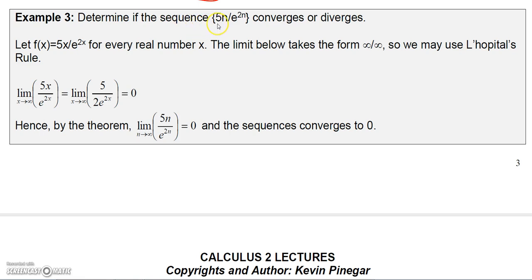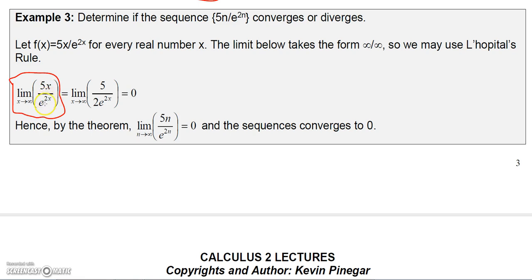Okay, so now I have the sequence 5n over e to the 2n, and I want to determine if that sequence converges or diverges. So let's consider the function 5x over e to the 2x. What I need to do is try to find the limit of this function as x approaches infinity. Well, if you tried to evaluate this directly, you would get 5 times infinity, which is infinity in the numerator, and in the denominator you get e to the infinity power, which is infinity. So this actually is the indeterminate form infinity over infinity.